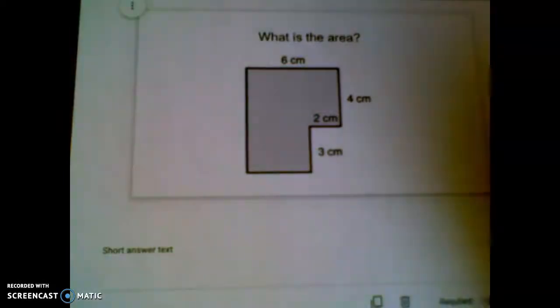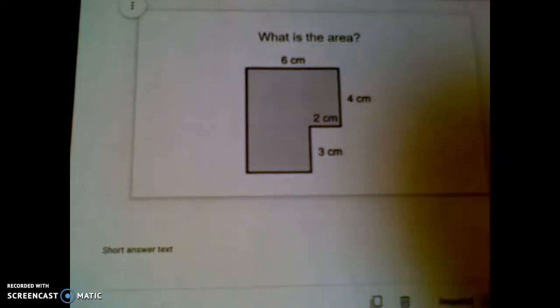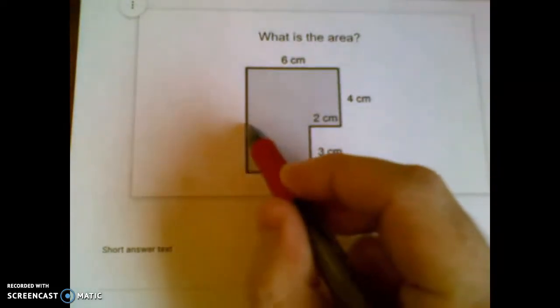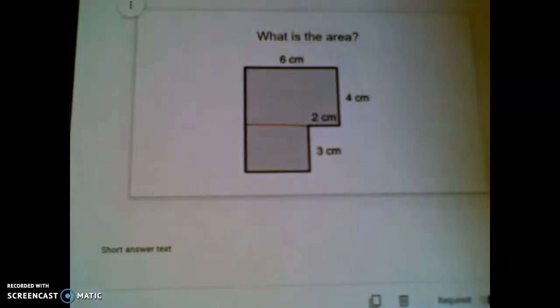Hello. I wanted to clarify the answer to this question. So we're trying to find the total area, and what I notice is it's an irregular shape, which means it's more than one shape put together. So if I were to just draw a line, let's say right here, I can now see that it's made up of two separate rectangles.